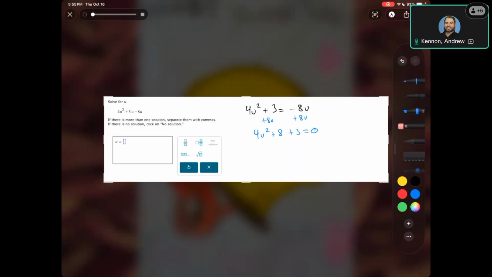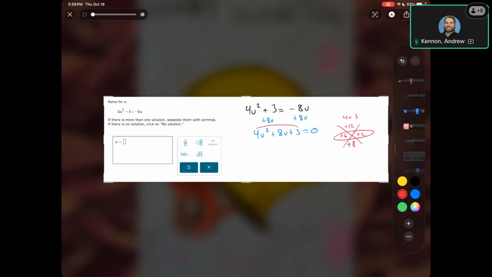The difference on this one is I have a number in front of my x squared, okay? So the way that I do it is I'm going to take the 4 times 3. 4 times 3 is positive 12. So what multiplies to be 12 and adds up to be 8? And it would be 6 and 2. 6 times 2 is 12. 6 plus 2 is 8.